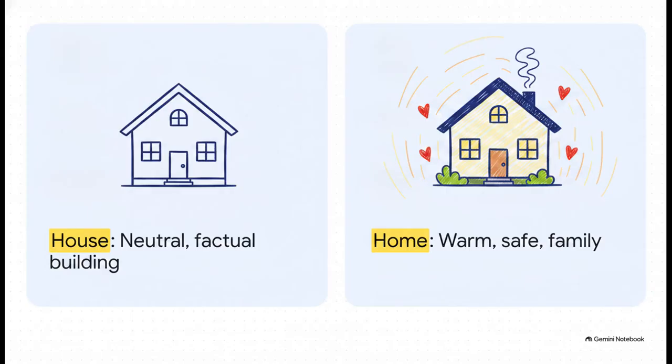And this next comparison brilliantly illustrates the difference. Let's look at the words house and home. Denotatively, they both just point to a place where people live. But house sounds really factual and neutral. It's just a building. Home, on the other hand, well, that brings a warm, personal vibe. It carries all these associations of safety, love, and family, even though it's pointing to the exact same physical structure.